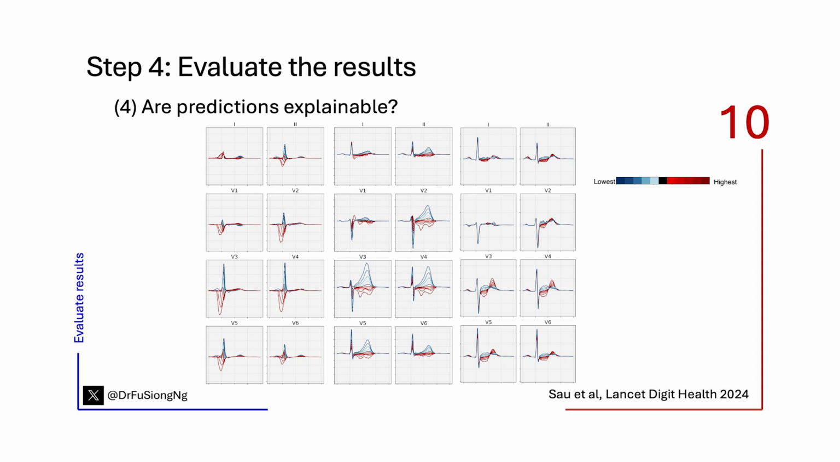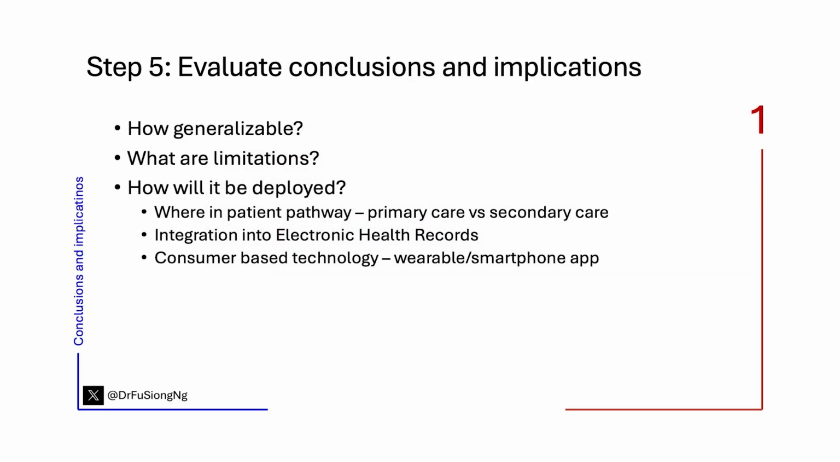And then finally, like any other paper, once you've read all that, you want to understand whether this model is generalizable. Is it useful in your setting? Does it fit into your patient pathway? Is it a primary care or secondary care ECG model? Does it integrate into electronic health records? Can it work on consumer tech?